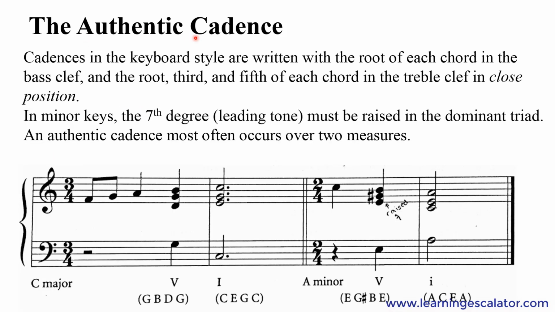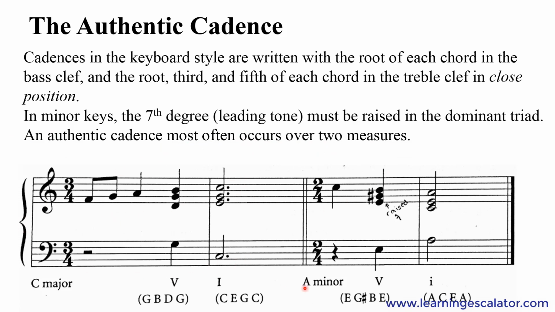The authentic cadence. Cadences in the keyboard style are written with the root of each chord in the bass clef and the root, 3rd and 5th of each chord in the treble clef in closed position. In minor keys, the 7th degree, which is a leading tone, must be raised in the dominant triad. An authentic cadence most often occurs over 2 measures.